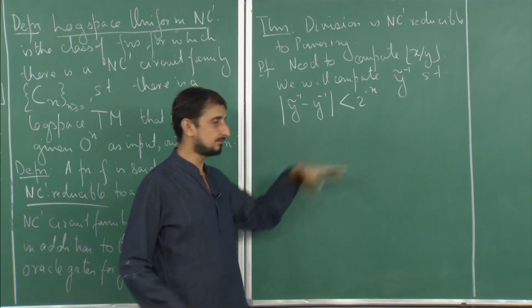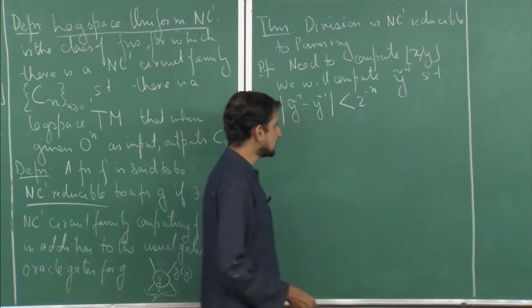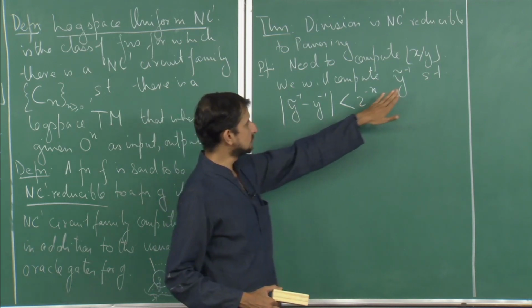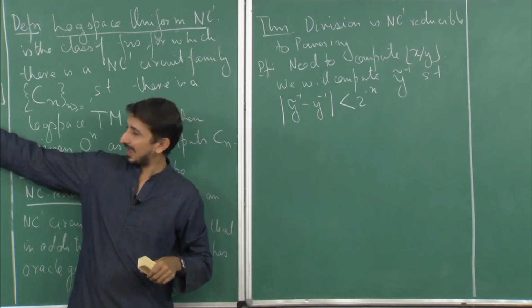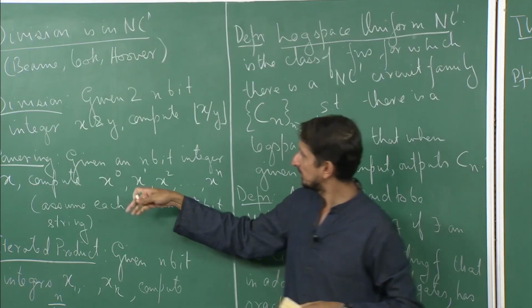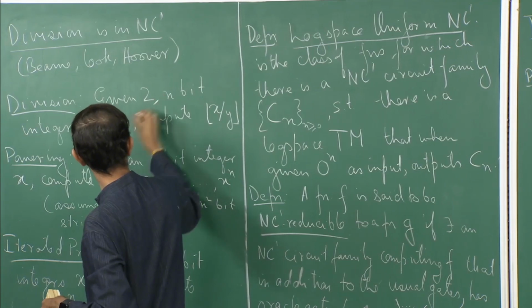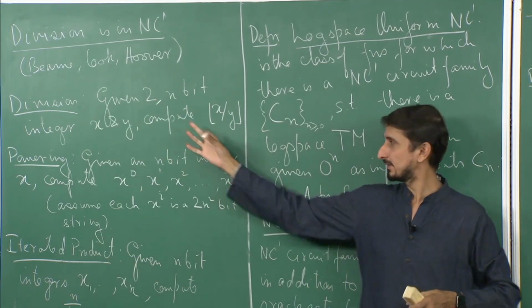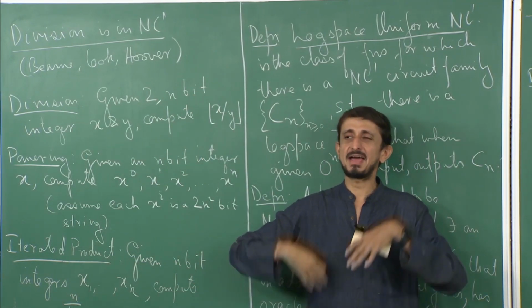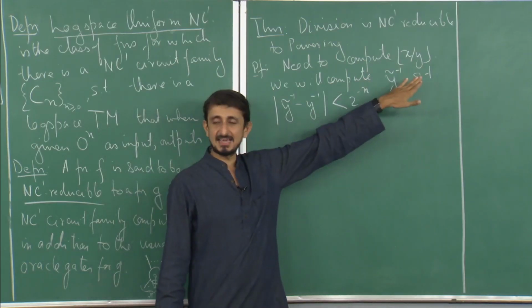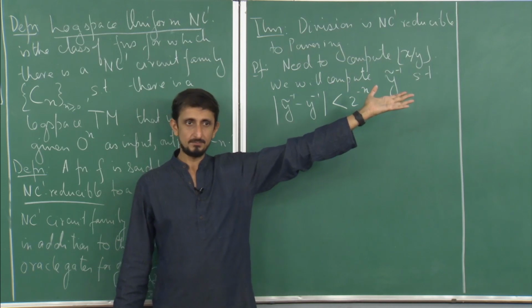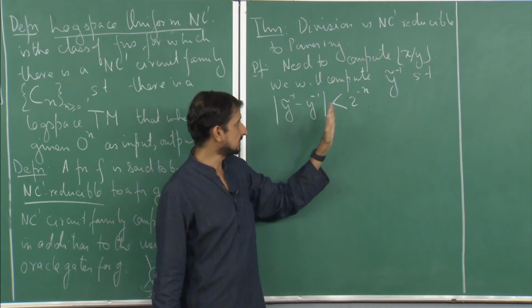Now, why less than 2 to the power minus n? Because once we have this, so what are these x and y's? They are given n bit integers. So, x and y are n bit integers. So, the maximum value that any of these can have, for example, the maximum value that x can take, is 2 to the power n.